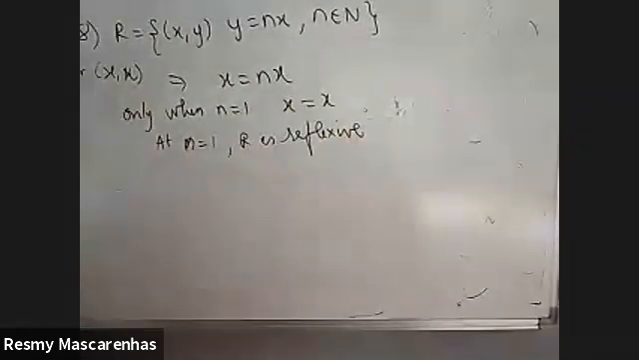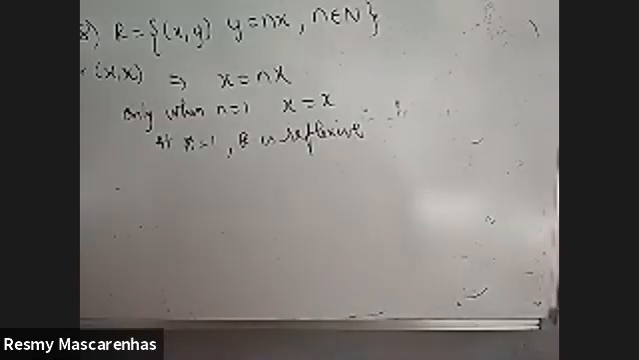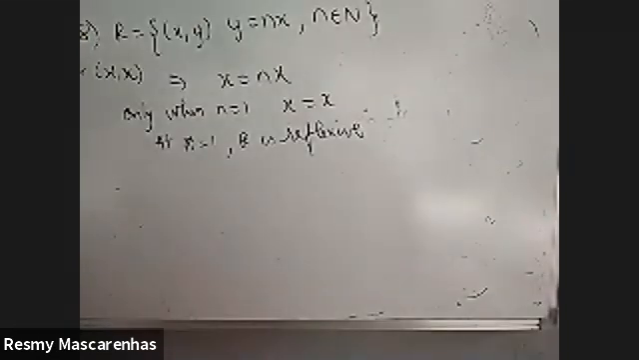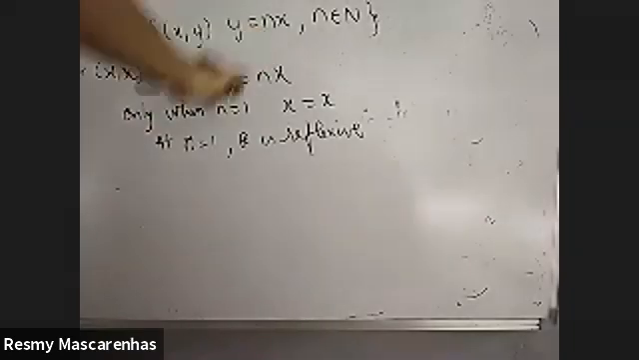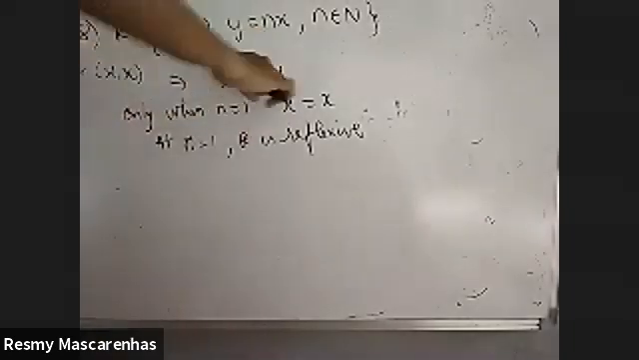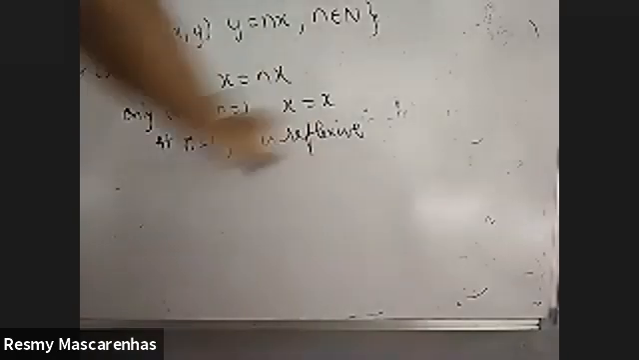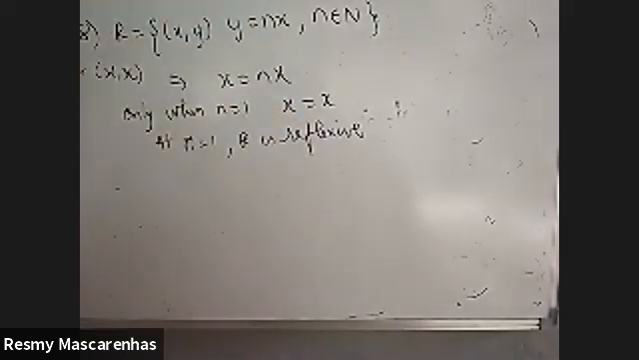If you put any other number, it will not hold true. If you put 2, x will not be equal to 2 times x. So you just have to specify n is equal to 1 only. So R is reflexive. First what I have done is I've checked for the same letter. So wherever there is y, I put x. So x is equal to nx. It should turn out to be equal when n is equal to 1. So at n is equal to 1, R is reflexive.